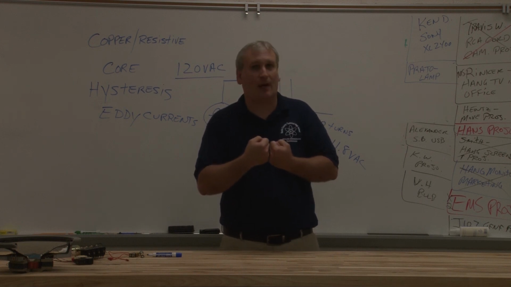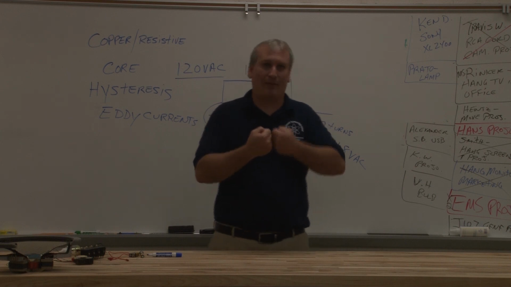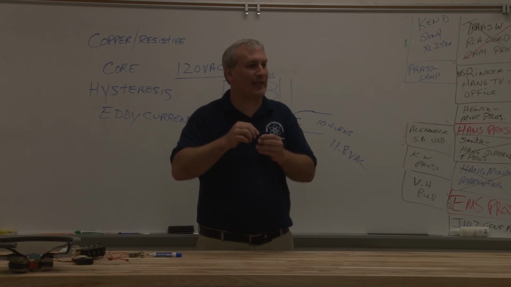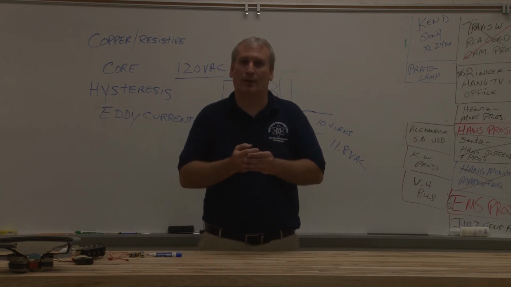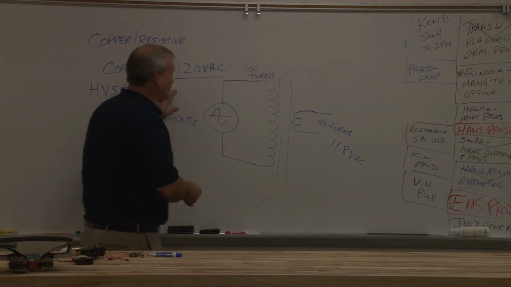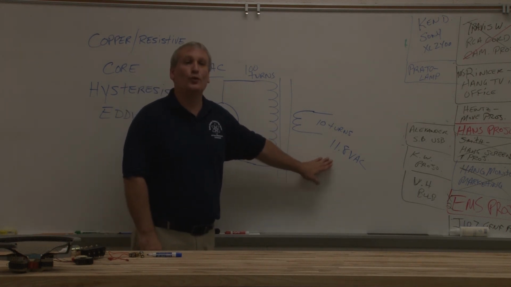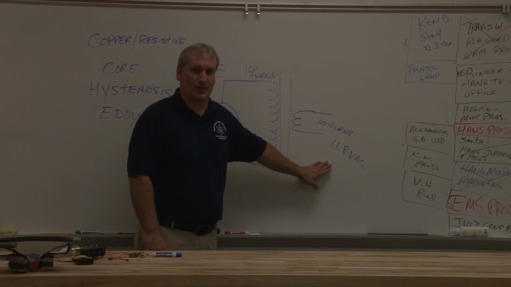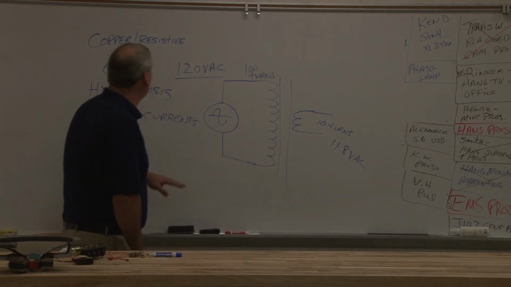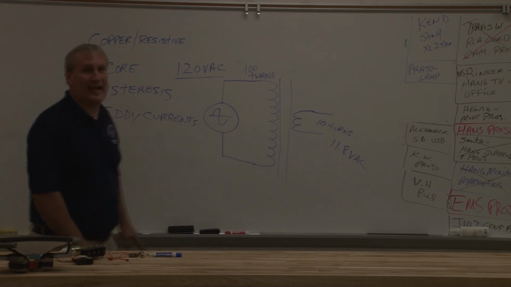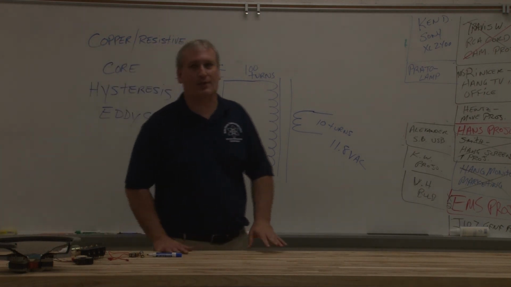So our transformers are not perfect. If I have 100 turns on one side and 10 turns on the other, I do not end up with an exact 10-to-1 ratio. 120 volts comes in, I don't necessarily get 12 volts out. I'm going to lose a little bit of voltage because of copper, core, hysteresis, and eddy current losses. Those are the main losses.